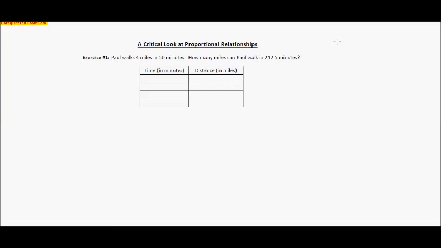Hi everyone, today's video is a critical look at proportional relationships, and you can see right in the title that we're going to do some work with proportions today. And so let's take a look at number 1 here.